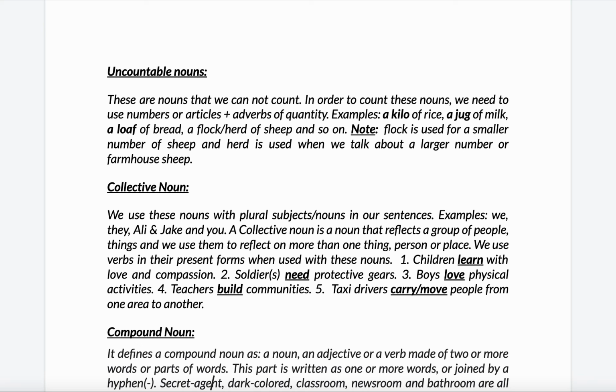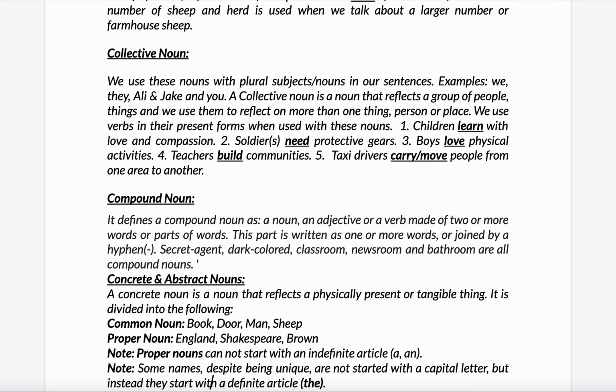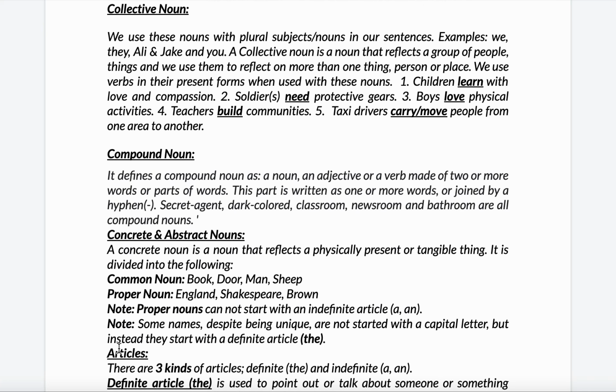Okay, so let's go to compound nouns. First, we have to know the meaning of compound noun. It defines a compound noun as a noun, an adjective, or a verb made of two or more words or parts of words. So when we say compound, we talk about more than one. So it talks about a collaboration of two nouns together, meaning one thing. So for example, this part is written as one or more words, or joined by a hyphen. Some people take a hyphen, some people don't, but the hyphen is the correct form.